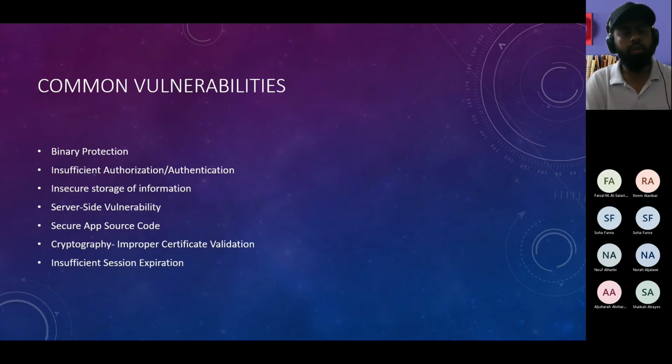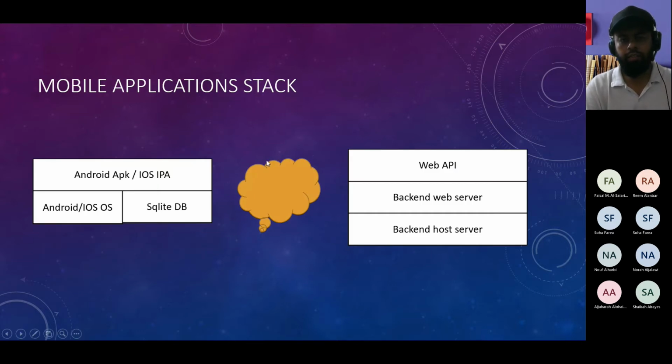Now let us talk about common vulnerabilities. As we have seen, in mobile applications and web applications there are different types of vulnerabilities. Now, going into mobile application, there are other types of vulnerabilities. Just want to clarify that if we consider this complete architecture, the vulnerabilities in the web APIs are similar to the web application.